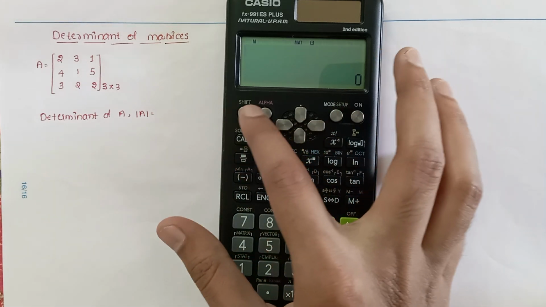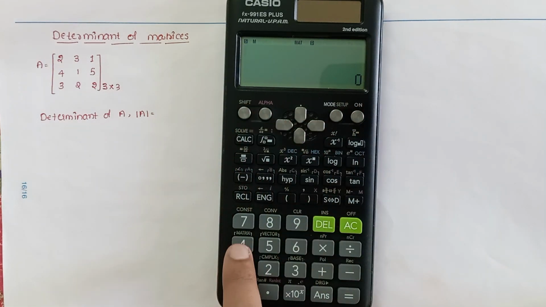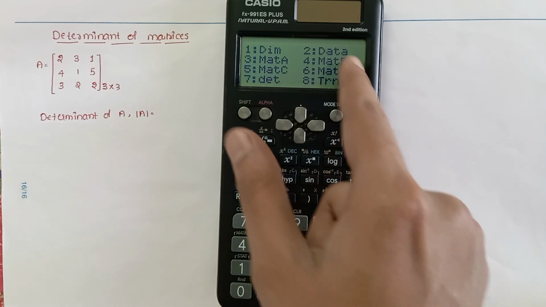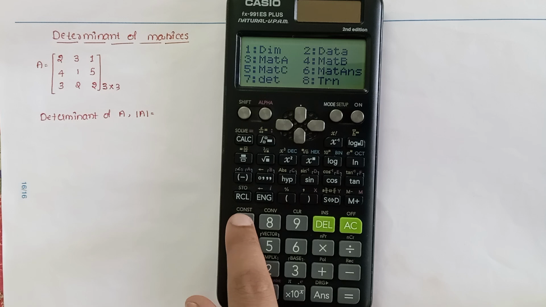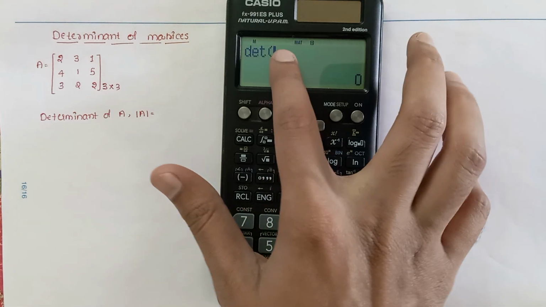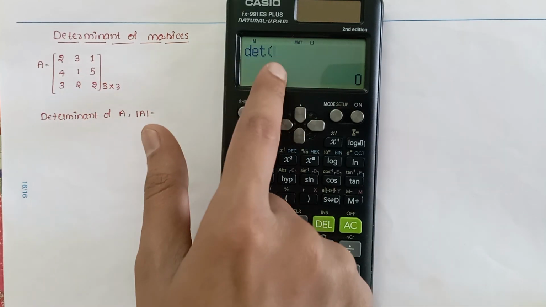Now press shift and 4. Here we will get the operations of matrix. Seventh option is determinant. So select 7. We have to select mat A.